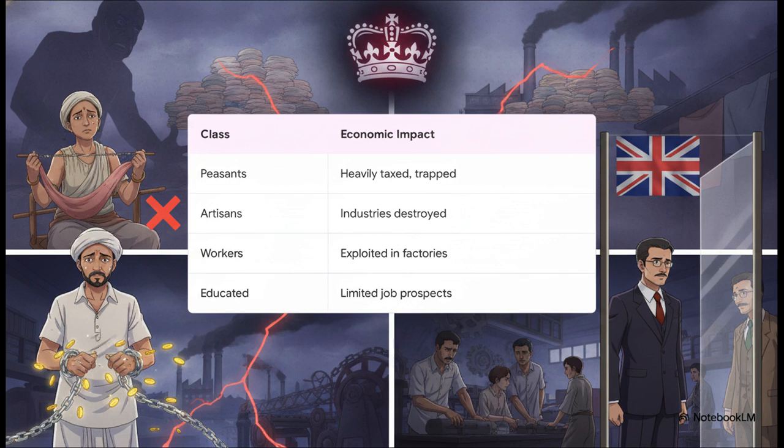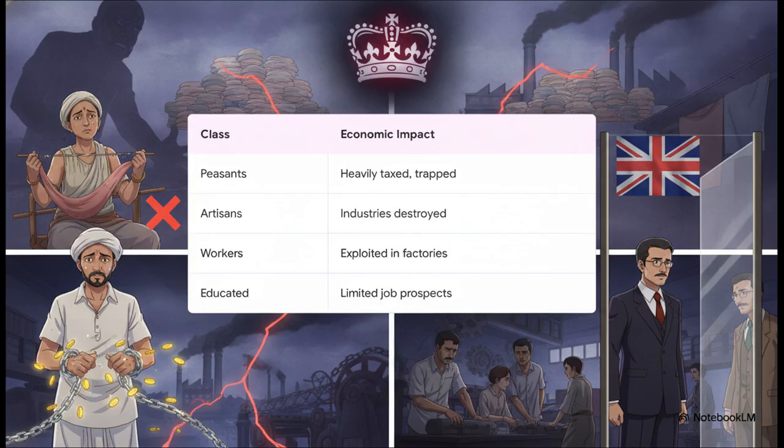Look at the peasants. They were crushed by excessive land revenue and taxes, pushing them right into the suffocating trap of moneylenders. Then you have our world-renowned artisans and craftsmen. The British systematically destroyed their livelihoods. They siphoned off raw materials like cotton and silk for cheap, and then completely flooded the Indian market with duty-free machine-made British goods. The newly emerging working class was brutally exploited in English-owned factories.